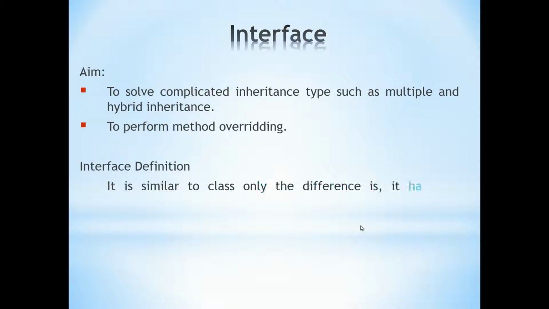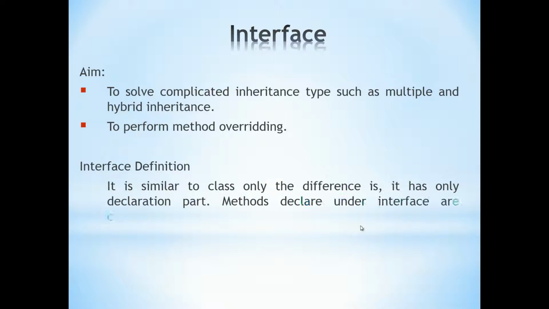How do we define an interface? Let us see. Look at the screen. It is similar to a class only. The difference is it has only the declaration part. In an interface, you can't define any methods. It only has a declaration part. Methods declared in an interface must be overridden in its derived classes.